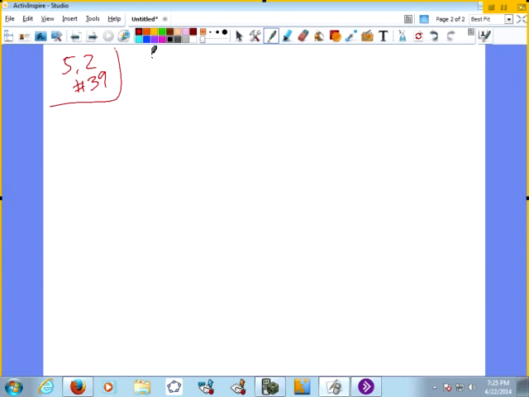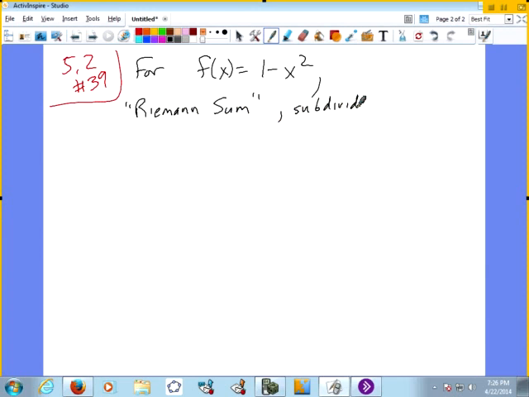So for this function, what is the function there? Y or f of x equals 1 minus x squared. It says find the formula for the Riemann sum obtained by subdividing the given interval into n equal subintervals. So it says Riemann sum, whatever that is, subdividing something into n equal subintervals. And the thing we're going to subdivide is the interval from 0 to 1.